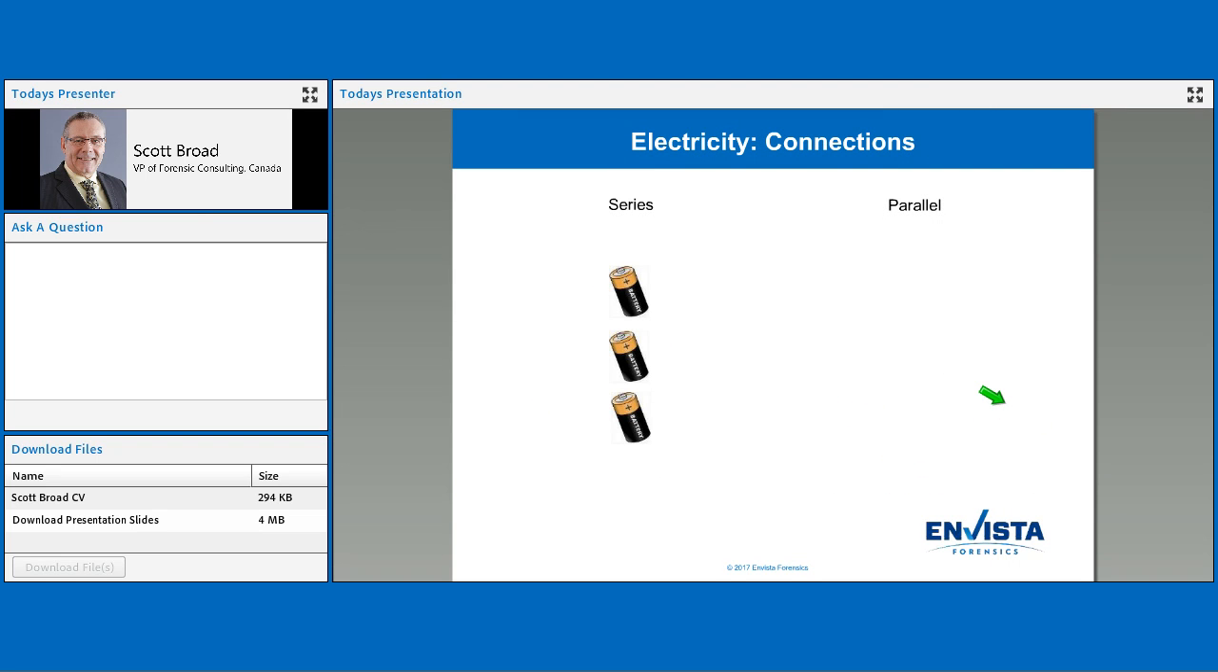So if we talk about a series connection, which is what we're seeing in this picture, we've got one battery and another battery. If I want to connect these batteries together in series, I would connect the negative side to the positive side, the negative side to the positive side. So I've got three batteries connected here in series. When we connect something together in series, we take the voltage of each battery and we add them together.